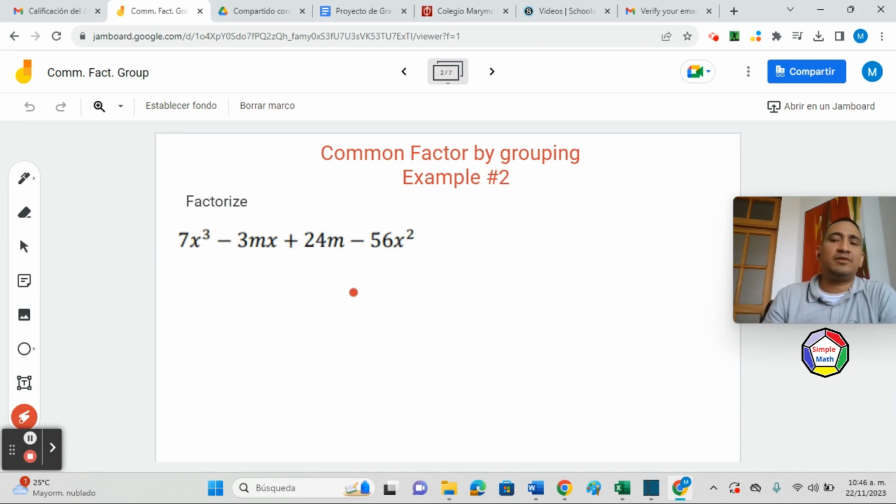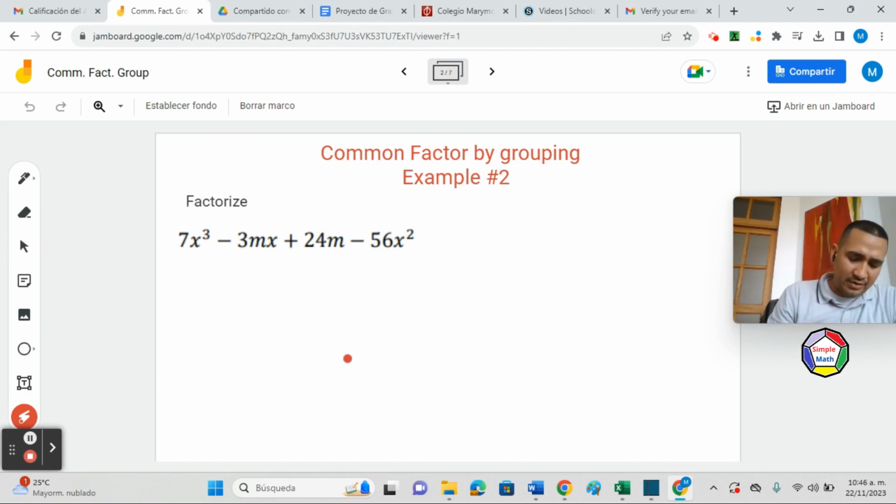What we can do is to make two groups. So I will make a group with 7x exponent 3 and minus 56x exponent 2. Why? Because I can see that 7 and 56 have a common factor, which is going to be 7, and x is in both terms. So I will use parentheses to make my groups. And in this other pair, 3 and 24 are divisible by 3 as well. We have repeated letters as well. Let's start doing the exercise.